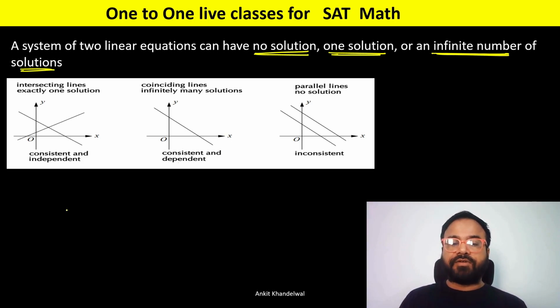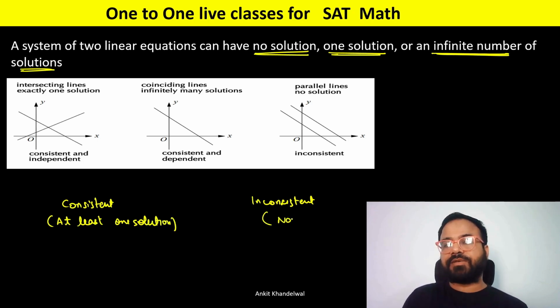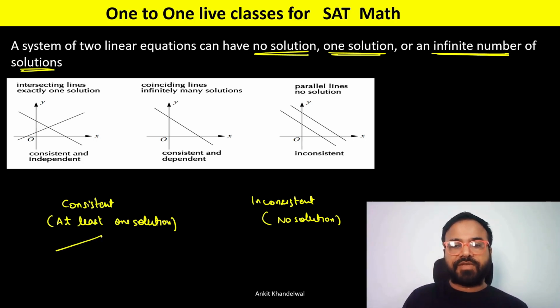First of all, we can divide the system in two ways: consistent and inconsistent. Consistent means at least one solution should be there. Inconsistent means no solution. There is no solution for the system of equations, meaning there is no value of x and y which satisfies both the equations simultaneously.